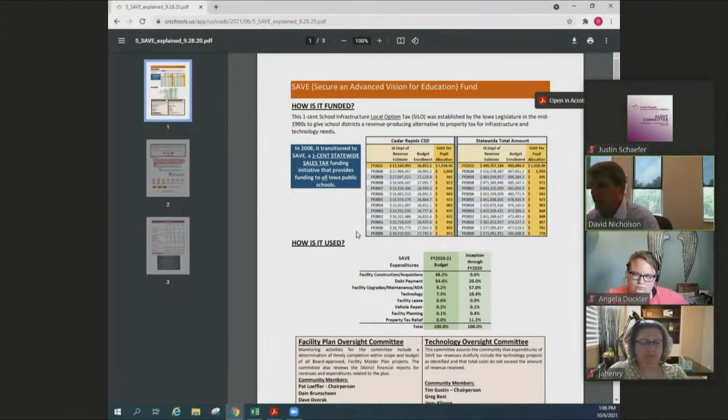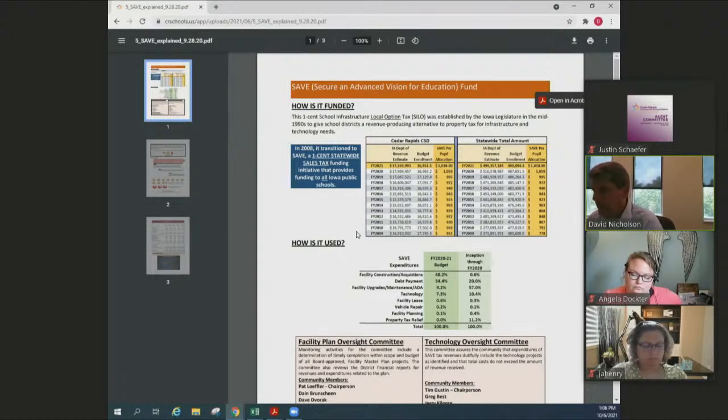So that's our Secure and Advanced Vision for Education Fund, SAVE, formerly known as the Local Option Sales Tax Fund, or SILO. That's when it was passed. Some of you probably remember that vote. Johnson County and Linn County were the last two counties in the state of Iowa to pass the local option sales tax vote.